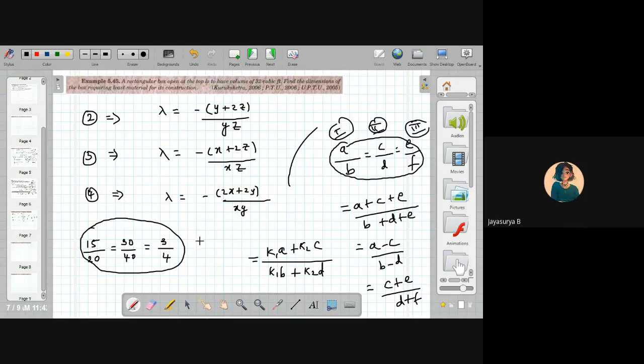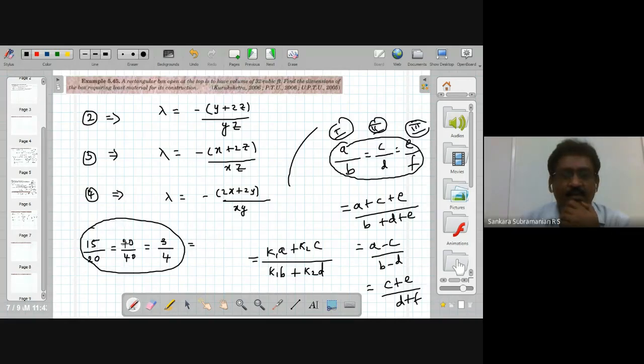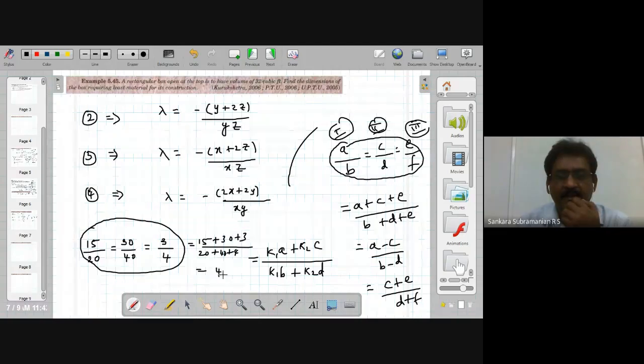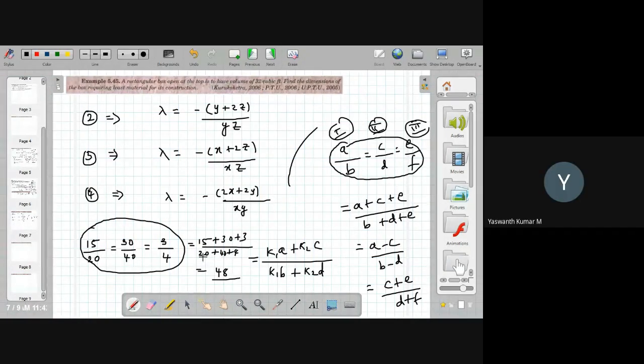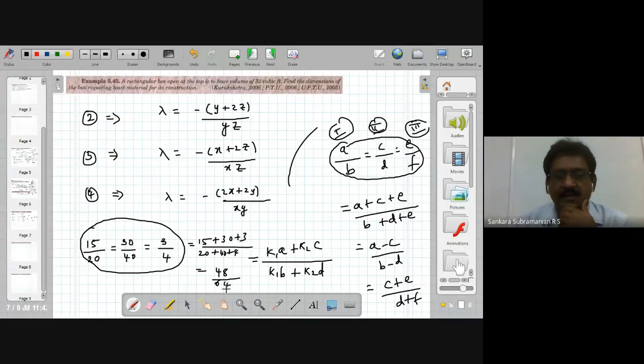எஸ். நான் என்ன கேக்குறேன்னா, இத எல்லாத்தையும் ஆட் பண்ணா என்ன? 15 plus 30 plus 3 by 20 plus 40 plus 4 என்ன வரும்? 48 by 64. இதை திருப்பி அடிச்சு சுருக்குங்க. 2 2s are 4, 4 2s are 8, 3 2s are 6, 2 2s are 4, திருப்பியும் 8 3s are 24, 4 8s are 32. ஒன்னா தானே வருது? அப்ப இது கரெக்ட் தானே? சரி, அதை விட்டுருங்க.